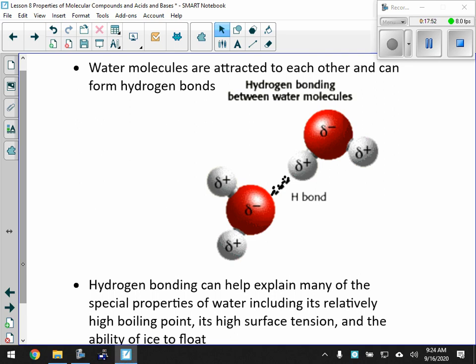Including its relatively high surface tension, so that's why you see the bubbles on water, and the ability of ice to float.